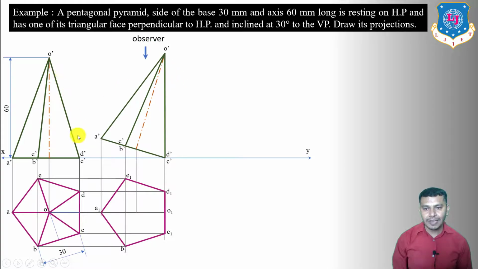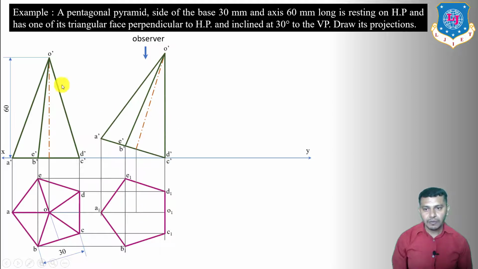But see, in this type of example, whenever one of the slant edges or the triangular face is perpendicular to the horizontal plane, all the slant edges are going to be visible. So in this case, no edge is going to be hidden. All the slant edges are going to be visible in the top view.